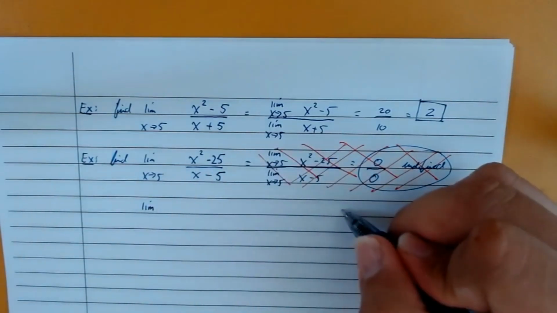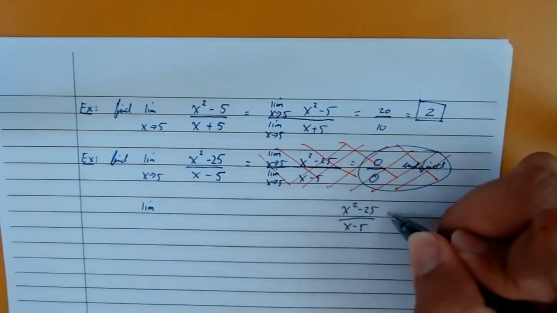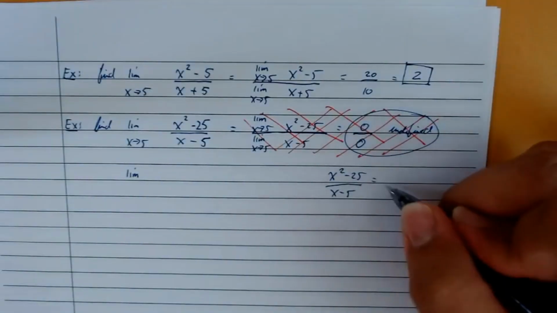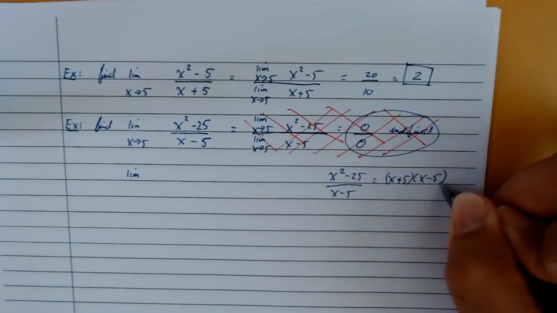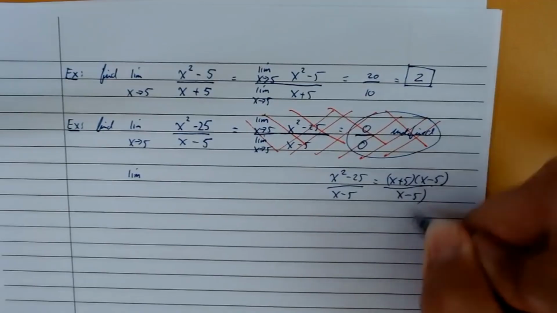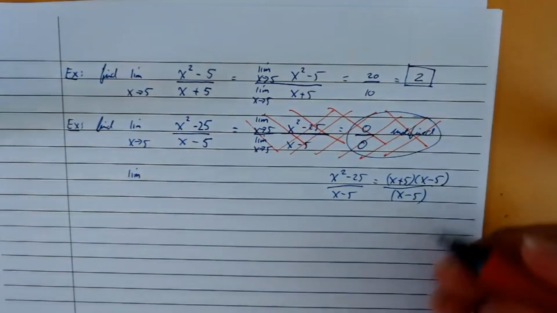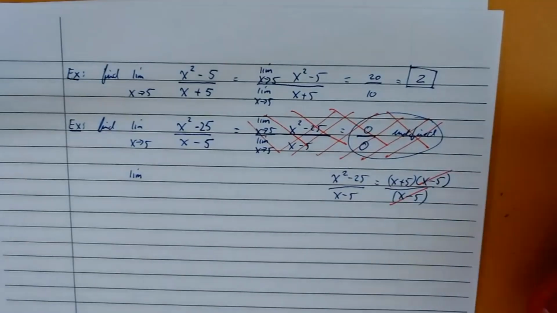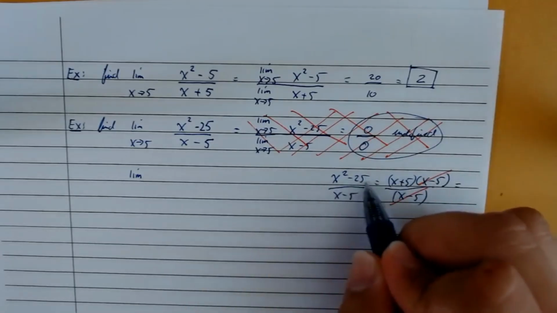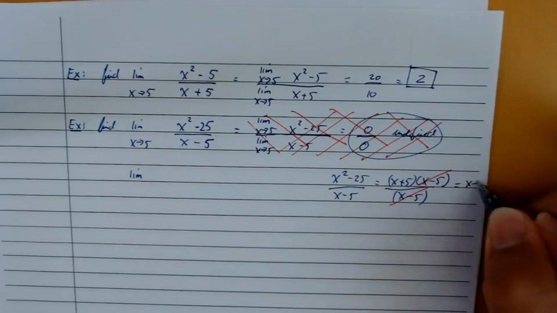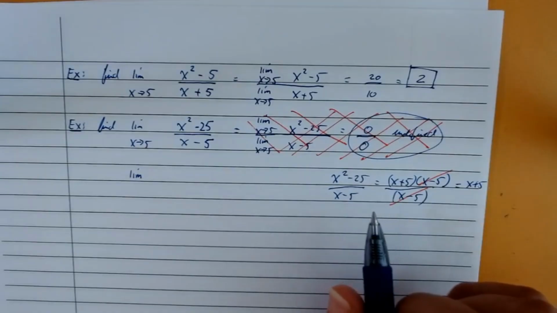So let me go and do this off to the side. If I have x squared minus 25 over x minus 5, that's the same as x plus 5 times x minus 5 over x minus 5. Oh, but look, these two are common factors. I say that as if I'm surprised, right? These are common factors, which means they divide away. So what that means is that x squared minus 25 over x minus 5 is the same as x plus 5.